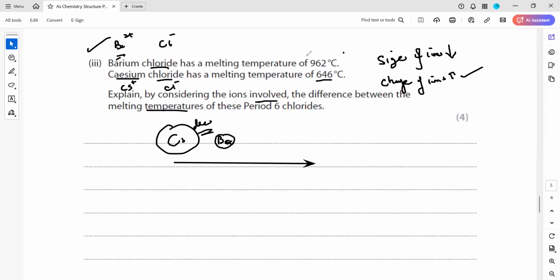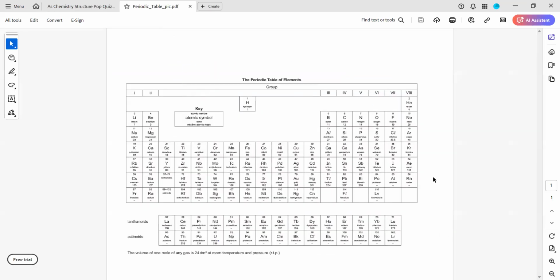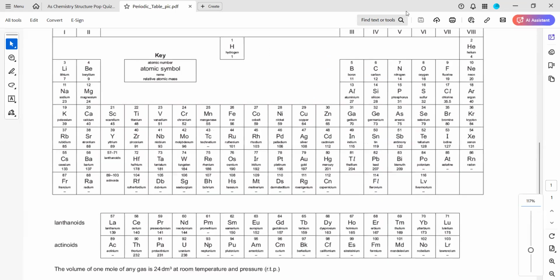How is barium having a smaller ionic radius? Because when we move across the period, the cesium is losing 1 electron only, whereas barium will lose 2 electrons. It's group 2. And when it loses 2 electrons, for the same number of shells, more protons are there. So there are 55 protons for the cesium and 56 protons for barium.